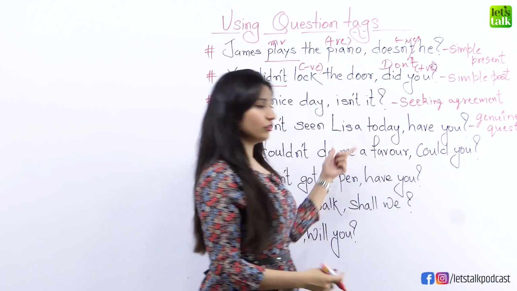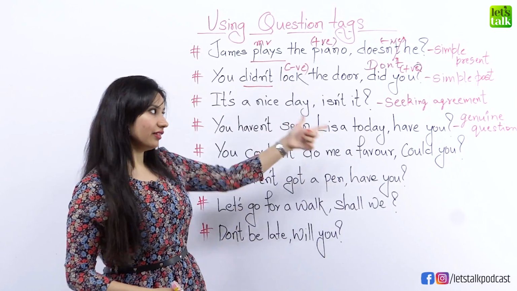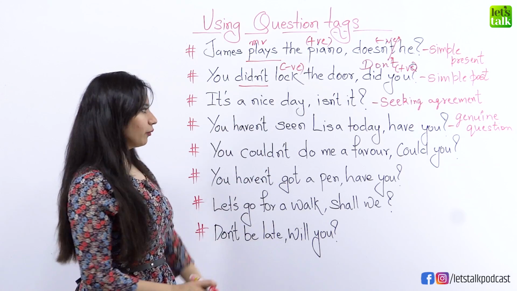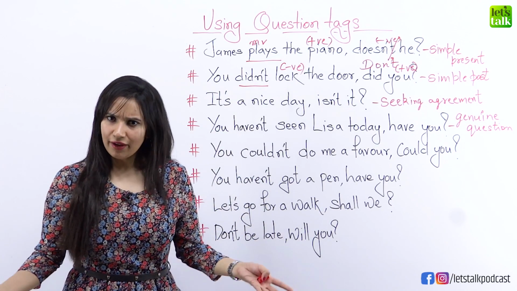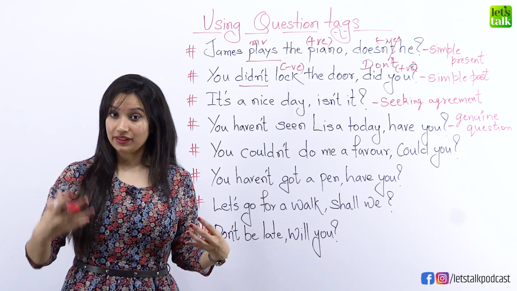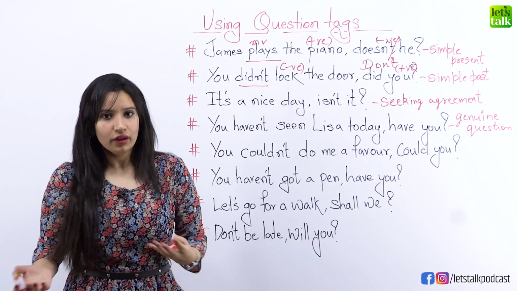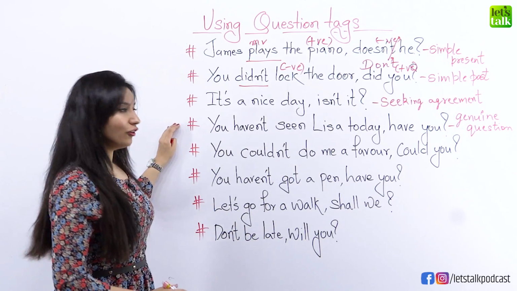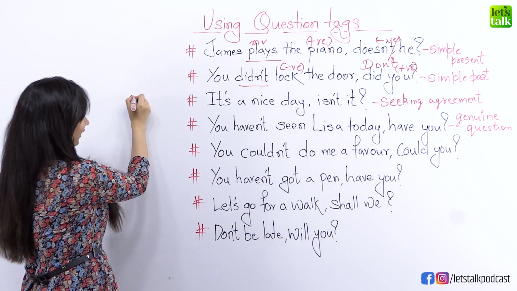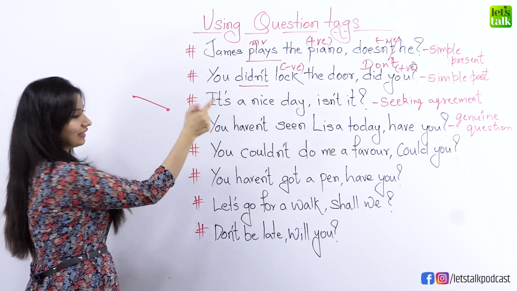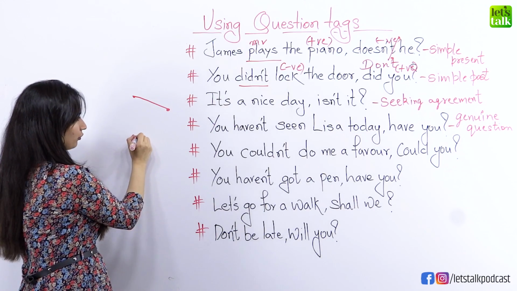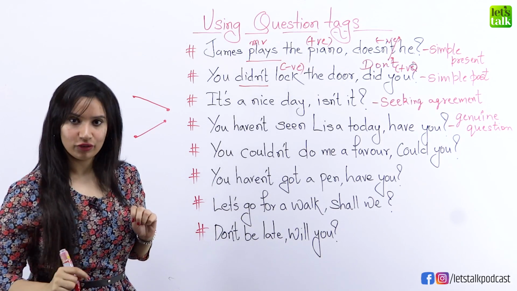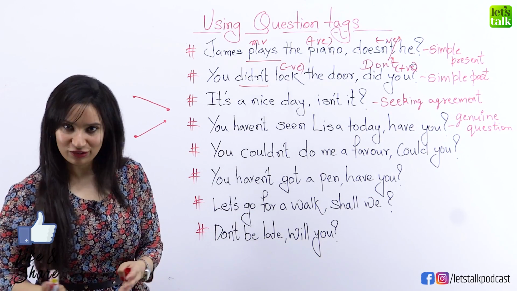So like in the previous question, I was seeking agreement. In this question, I'm not seeking agreement, I'm seeking an answer. So if I ask someone, you haven't seen Lisa today, have you? This means that I'm expecting an answer, and possibly that person would say, no, I'm afraid I haven't seen Lisa today, all right? So whenever your voice goes from high to low, you're seeking agreement, but when your voice goes from being low to high, you're seeking an answer and you're asking a genuine question.